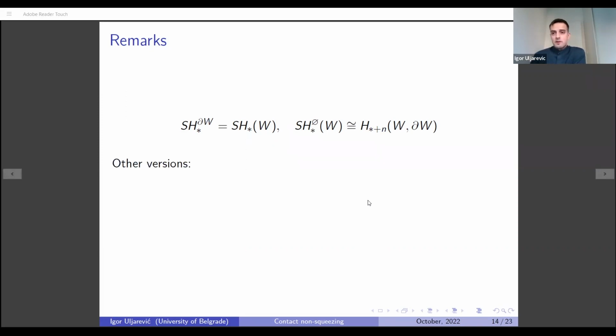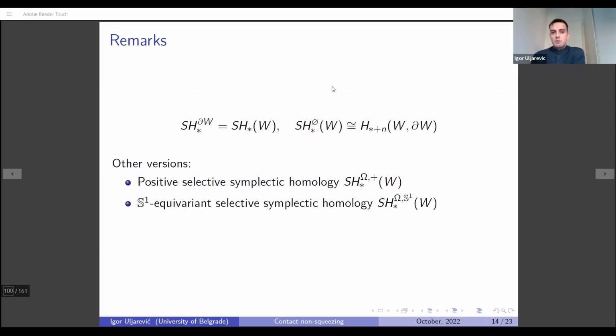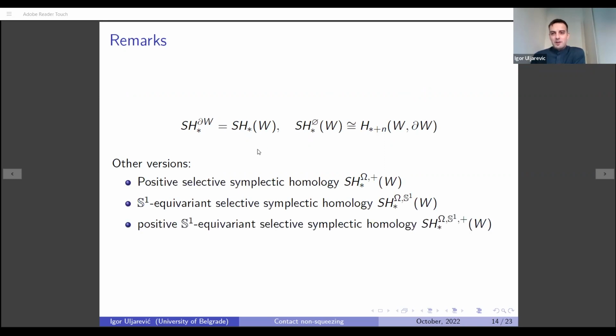It is possible to define other versions of selective symplectic homology, such as positive selective symplectic homology, S1-equivariant selective symplectic homology, and positive S1-equivariant selective symplectic homology. However, in this talk, I won't use these versions. But the idea in the equivariant version is that the action should somehow preserve omega.